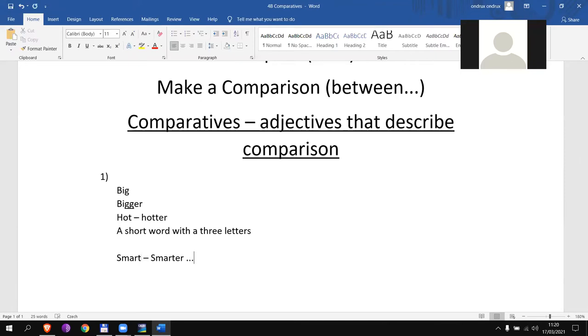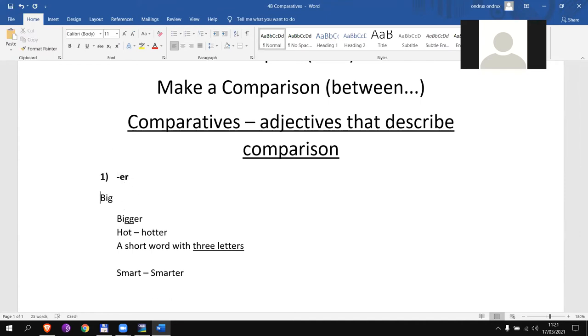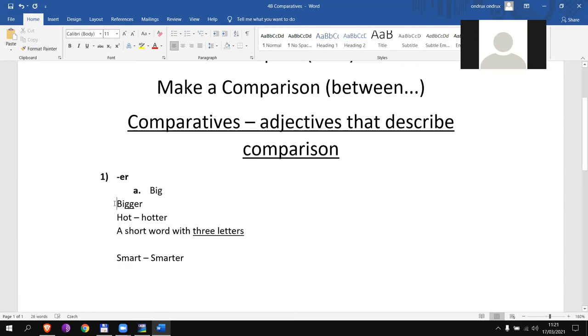Kdybych přečetl zase, kdybych napsal smarter, it's so strange, right? Yes. I would have to say smarter. That's not what I want to say, right? So it does not happen every time. Be careful. It happens usually with three letters, there we go. So this is the first rule. We add R. Now, there can be other problems with R. Okay, maybe I should do it like this, right? So A, we have big, hot, and smart, okay?